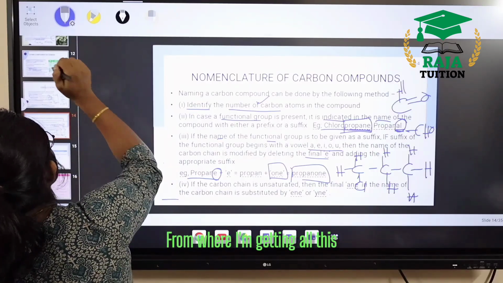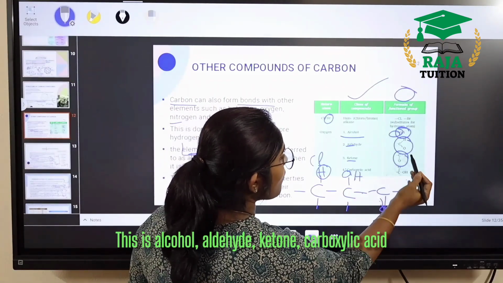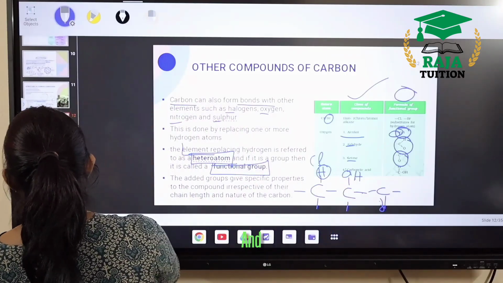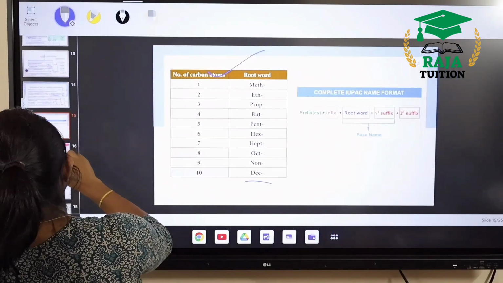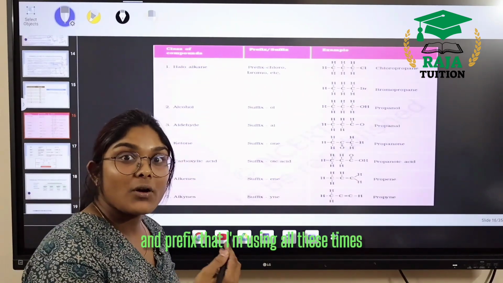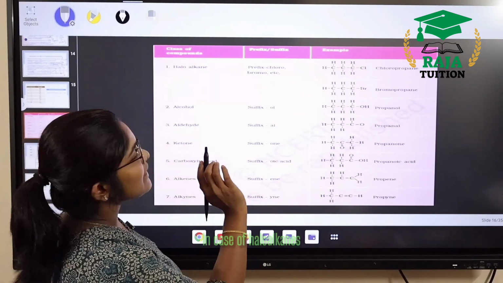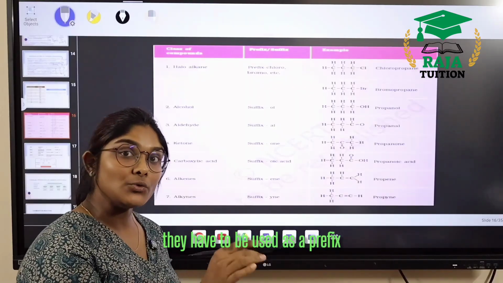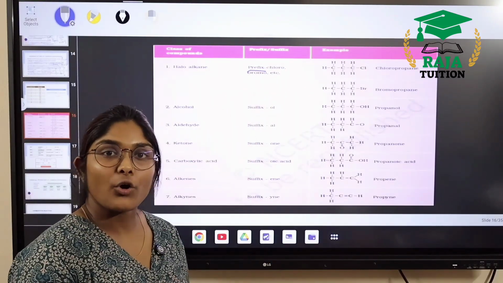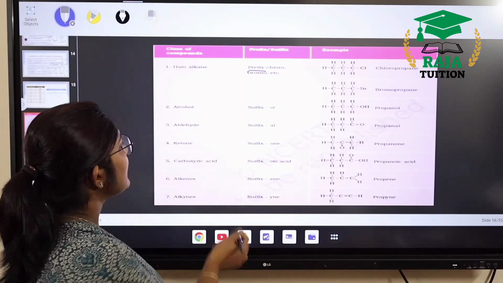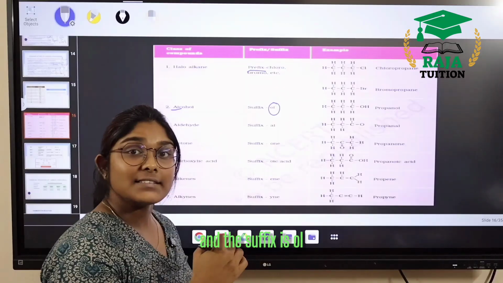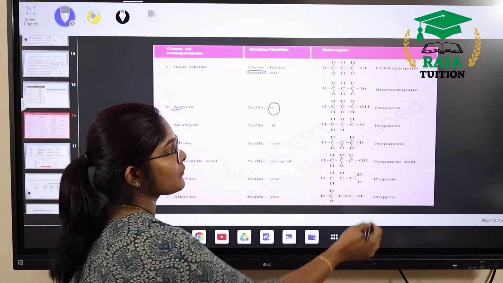From where am I getting all this? This is alcohol, aldehyde, ketone, carboxylic acid, and here are the suffix and prefix that I am using all this time. In case of haloalkanes, they have to be used as a prefix. Chloro, bromo, likewise. In case of alcohol, it is used as a suffix and the suffix is ol, O-L.